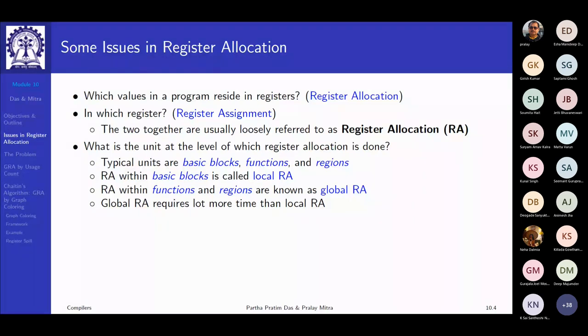But often that is too granular, too fine-grained, because if you just do it in the basic block, then as the control passes from one basic block to the other, you will not know which variables to retain in the register and which variable should be stored back, and so on and so forth. The register allocation problem done within basic blocks is called the local register allocation or local RA.